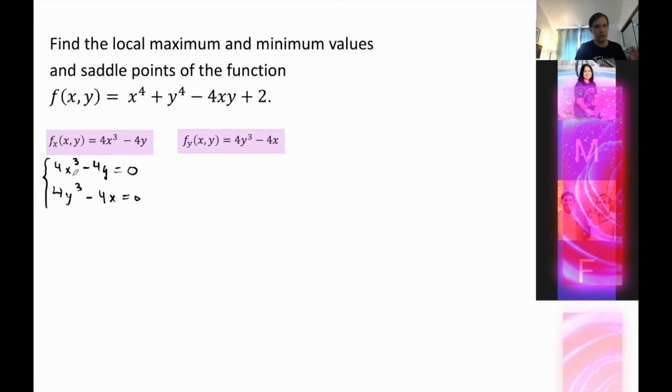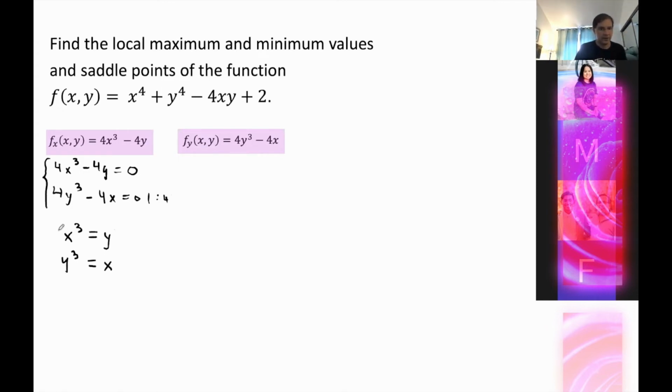Let's look at the first equation, and maybe rewrite it in the following way. First of all, divide both sides of this equation by 4, and I get that x cubed is equal to, if I put the y on the right-hand side, y. So x cubed is equal to y. Let's look at the second equation now. Divide both sides also by 4, because the 4 is just a constant, and we don't need it for anything. So we get that y cubed is equal to x.